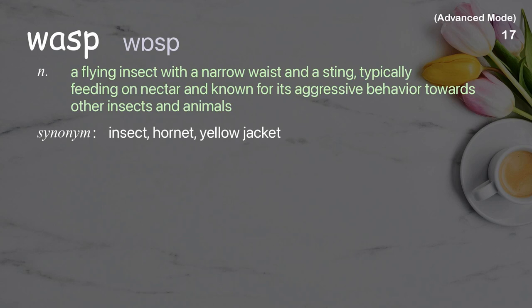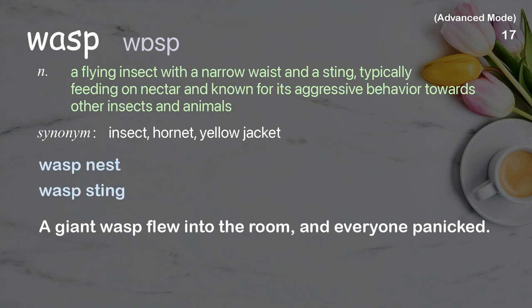Wasp: a flying insect with a narrow waist and a sting, typically feeding on nectar and known for its aggressive behavior towards other insects and animals. Examples: wasp nest, wasp sting. A giant wasp flew into the room and everyone panicked.